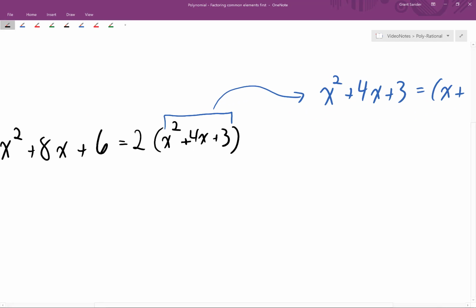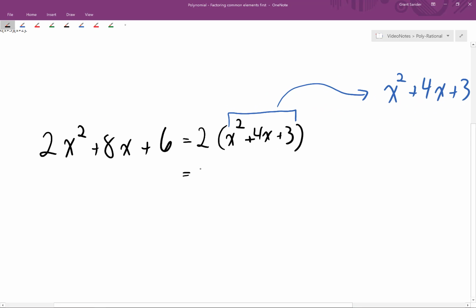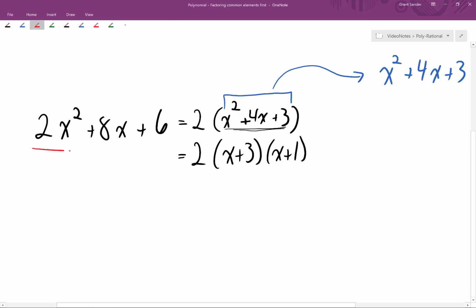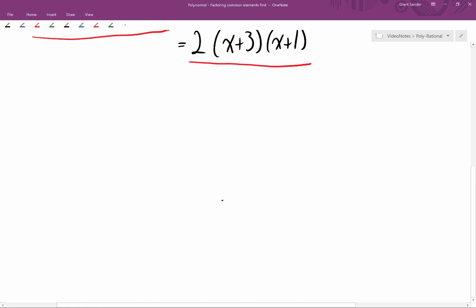So if we go back to our original work over here, we can rewrite this as 2 times x plus 3 times x plus 1. All we did was factor this polynomial expression instead of the original. And therefore, our original polynomial expression can be written in factored form as 2 times x plus 3 times x plus 1. Let's do one more example.